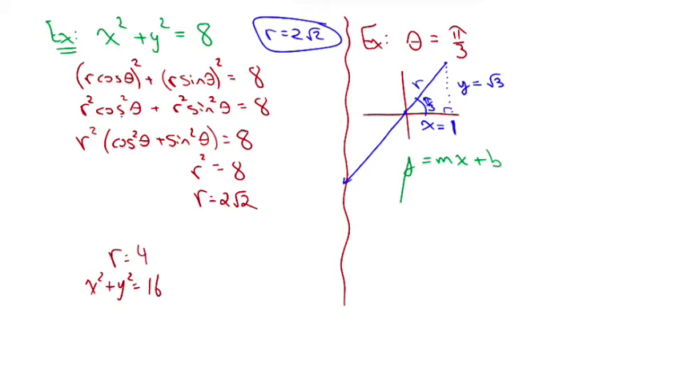What's the y-intercept of that line? 0. So b is 0. What's the slope of that line? How do you find slope? It's change in y over change in x. What's the change in y? Square root of 3. What's the change in x? 1. So the slope is square root of 3. So y equals the square root of 3 times x.